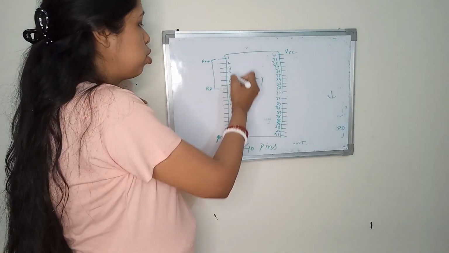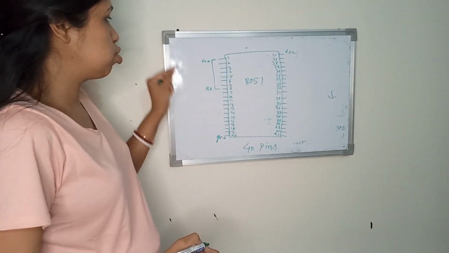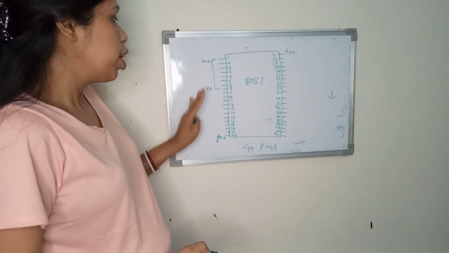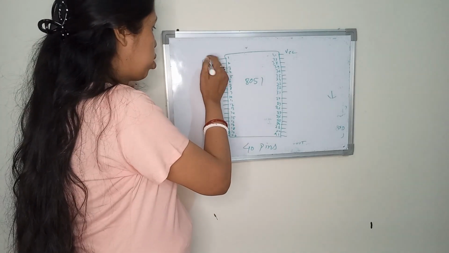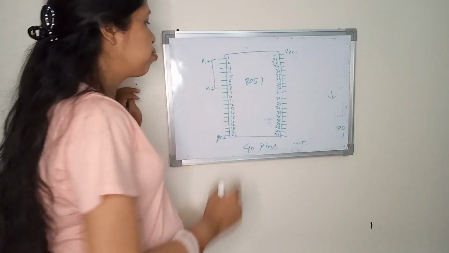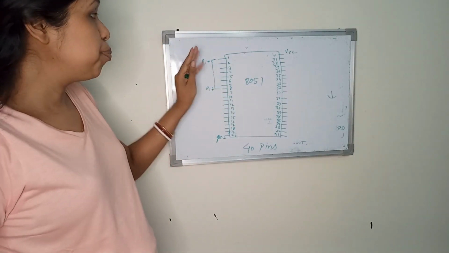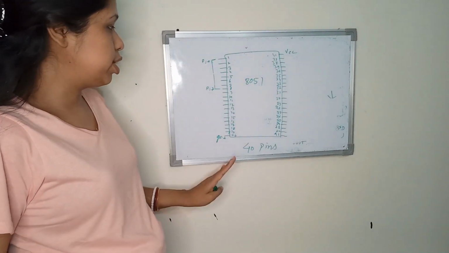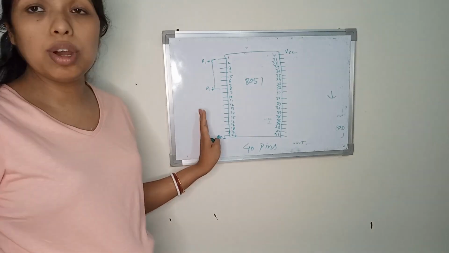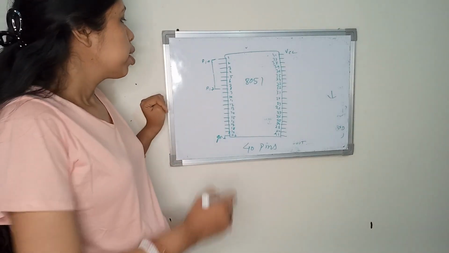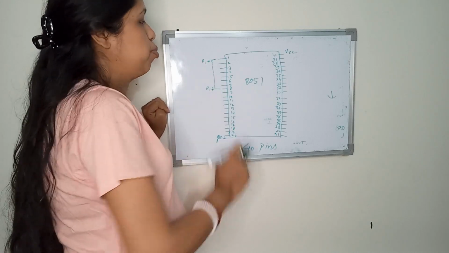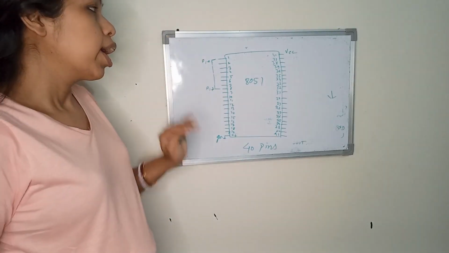Pins number 1 to 8 are associated with port 1, sorry, port 1.0 to port 1.7. Here it is port 1, then port 0, and port 0, 1, 2, 3 is how you have to represent them. I am not writing each and every port. So port 1.0 to port 1.7 here, pins 1 to 8.